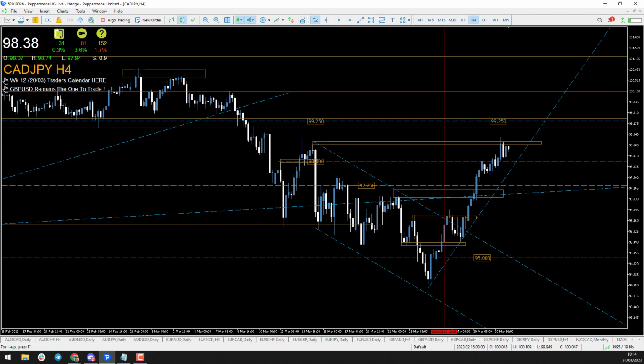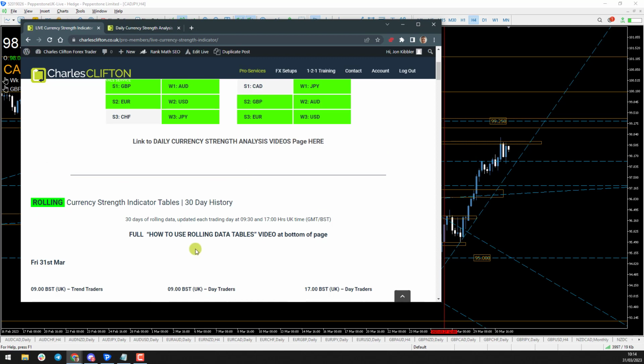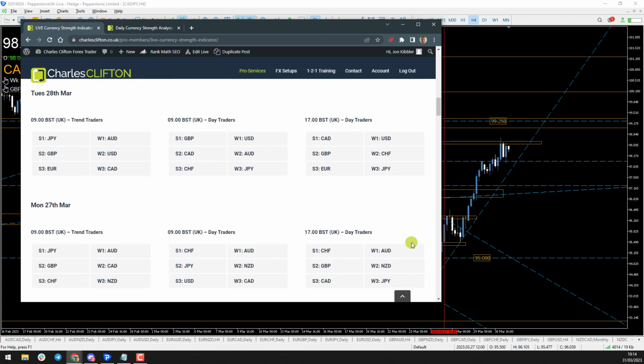However, if I go onto the tables here, what I'm going to do is scroll down to the area below the tables. So if you remember, you can see this as well. We've got the currency strength indicator tables, 30-day history, rolling data. Okay, so we've got all the rolling information here. Now I'm going to come down to the 27th.